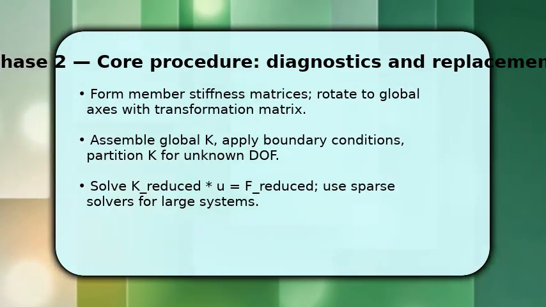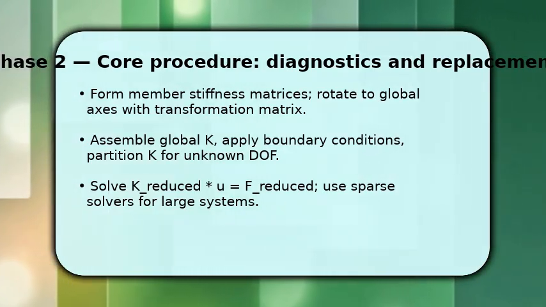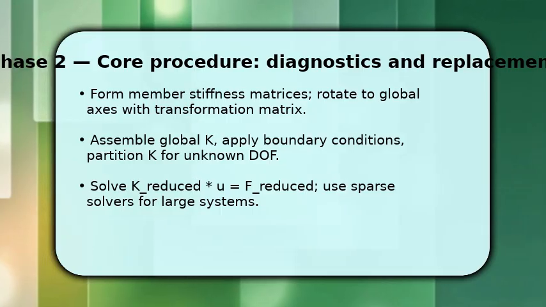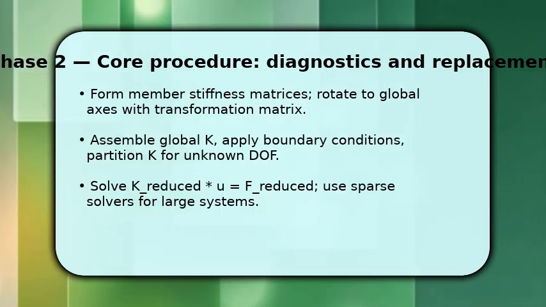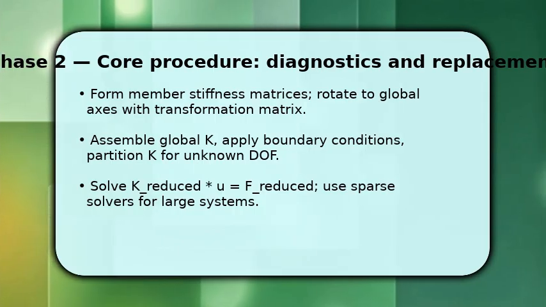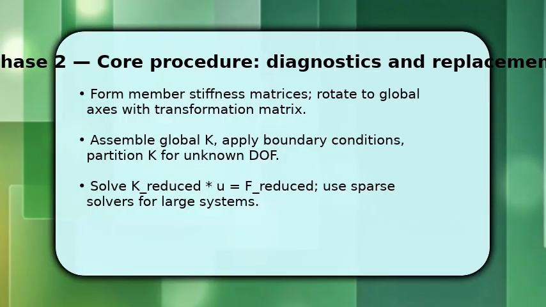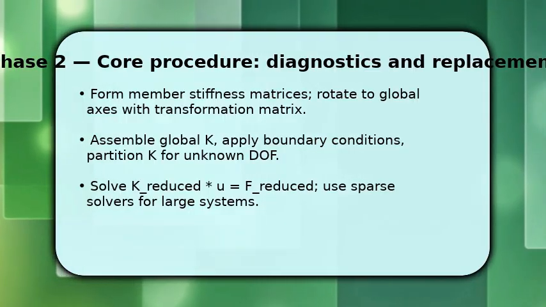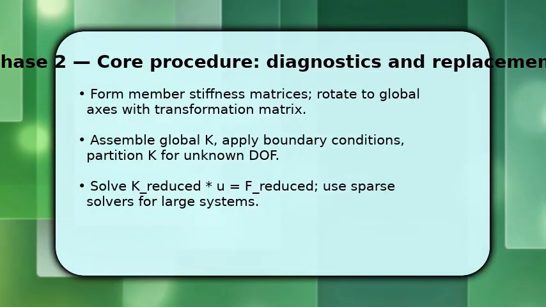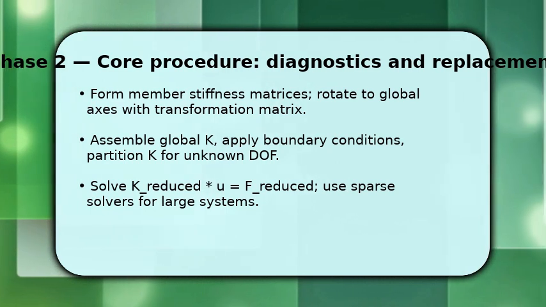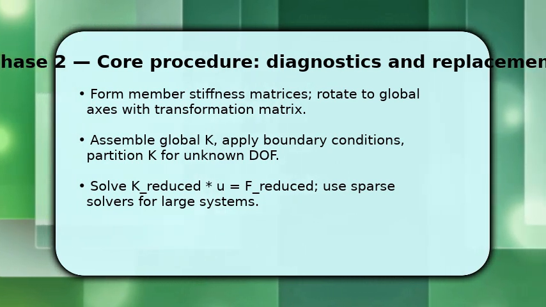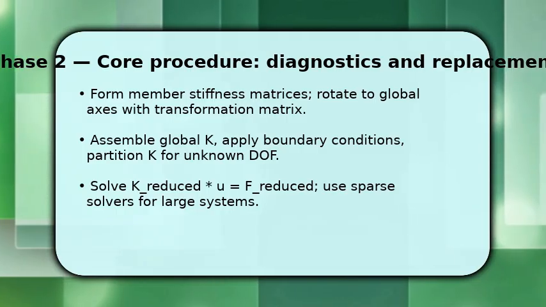Once done, assemble the global stiffness K by summing member contributions at corresponding DOF. Apply boundary conditions by partitioning or modifying K and F. Make sure to remove rigid body modes. Then solve the reduced linear system: K reduced times displacements equals F reduced. For large models, use sparse or iterative solvers for speed and memory efficiency.